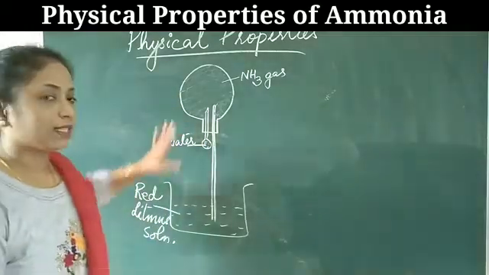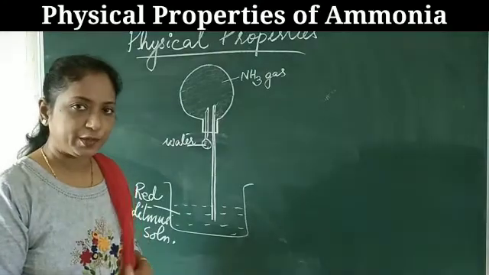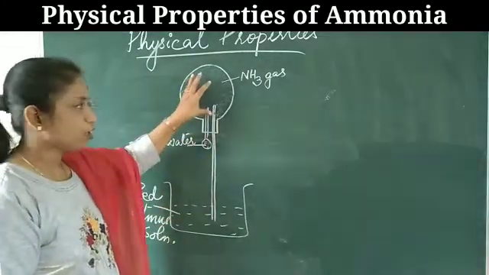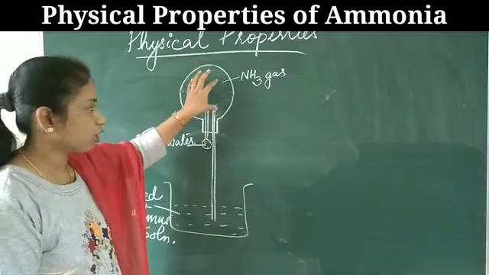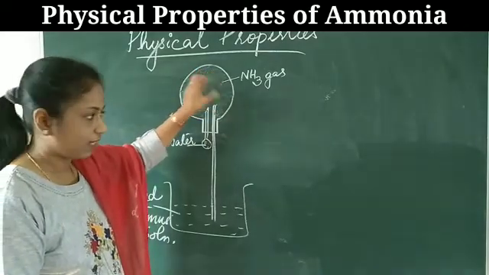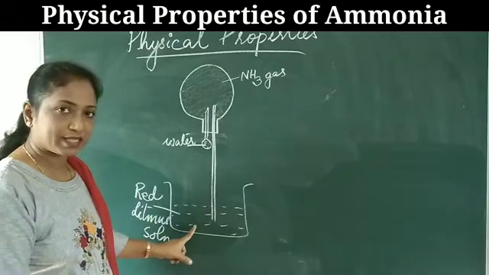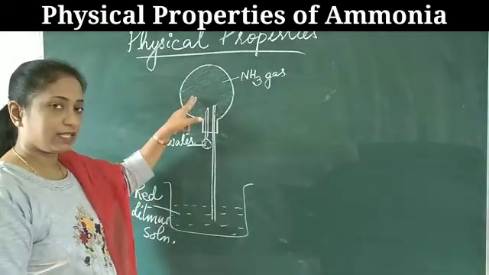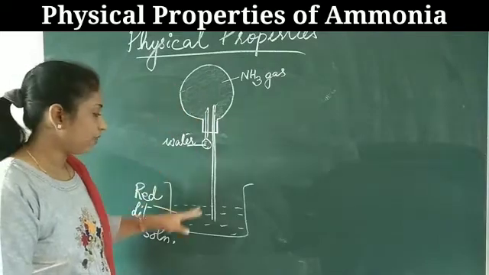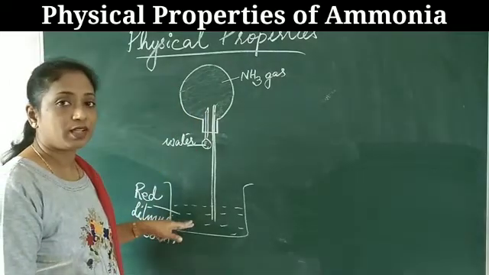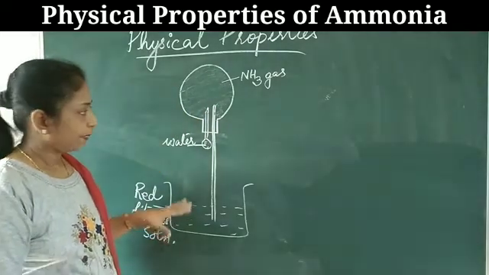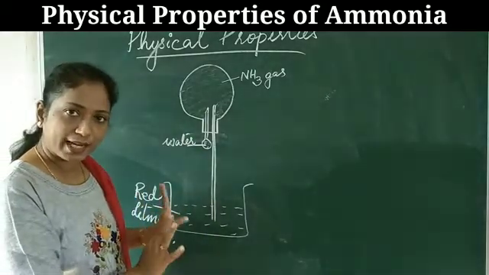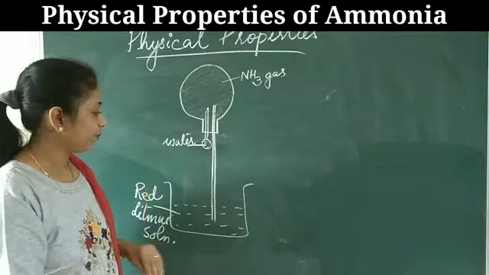This was the setup even in hydrogen chloride, you saw that. And now we have a similar setup. In hydrogen chloride, we took hydrogen chloride gas in the round bottom flask and blue litmus in the trough. Now we are taking ammonia gas in the round bottom flask, and we are taking red litmus solution in the trough. All the rest of the things are similar to what we did in hydrogen chloride gas.